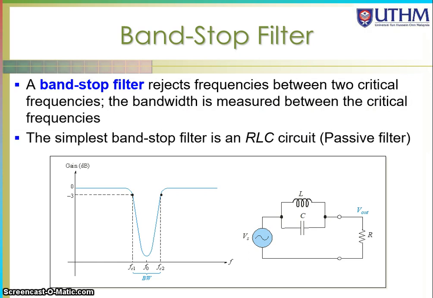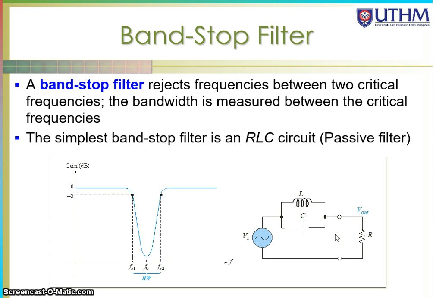A bandstop filter rejects frequencies between two critical frequencies. You have the first critical frequency and another critical frequency. It will pass the frequencies over here, but not in between. You have a center frequency over here. The bandwidth is still the cutoff over here minus the cutoff over here, and this is the passive bandstop filter, LC parallel, and you have R over here.